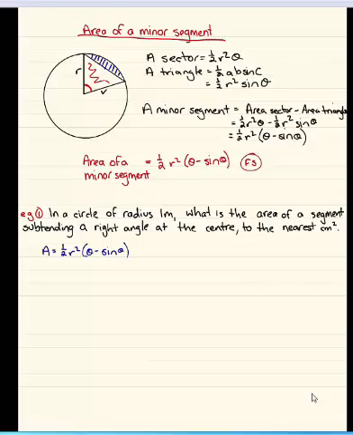So we need to know the radius. Well, the radius is 1. That's pretty simple. But that's 1 metre, and they want our answer in squared centimetres. It's a lot easier to convert your metre here. That way your answer will already be in centimetres. So I'm going to write it as 100 centimetres.